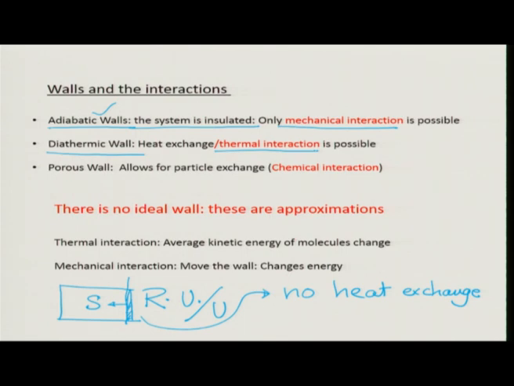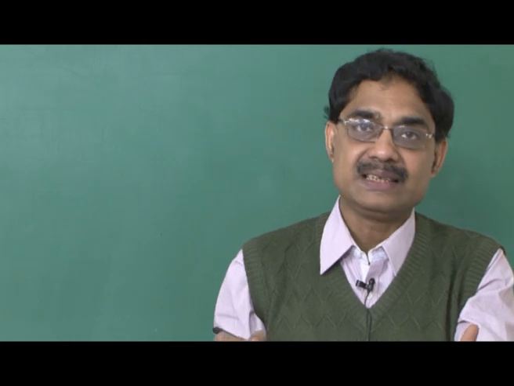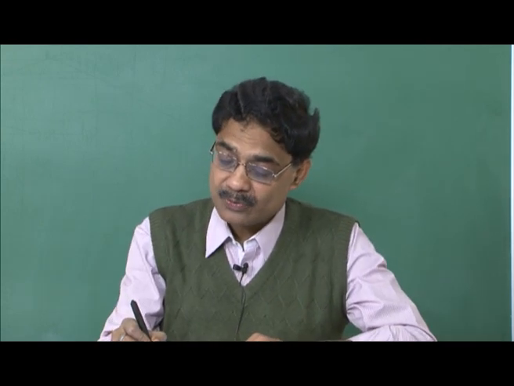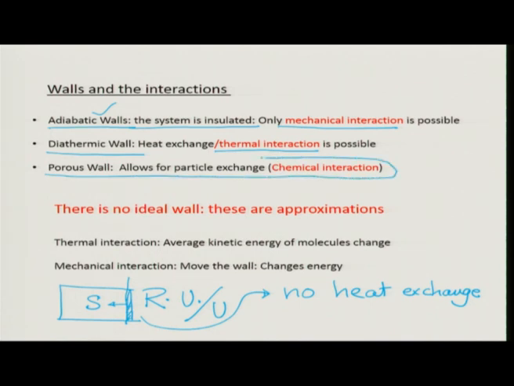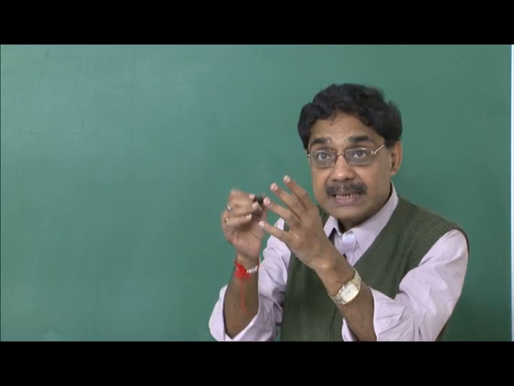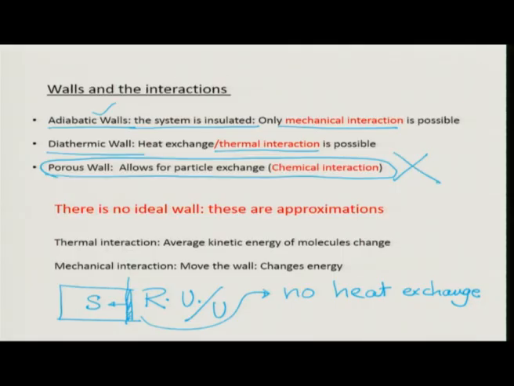So we can in general have a wall in which you will have both thermal interaction and mechanical interaction, but these are two idealized situations. In one there is no heat exchange possible, in the other heat exchange is possible. Also, it is not part of our syllabus, we will not go into that. There could be porous walls which allow for particle exchange. Okay? You can allow particle exchange and then reach some situation when the chemical potential of the system and the universe become equal, and then an equilibrium is reached. Okay? But I will not discuss anything about this chemical interaction. We will restrict ourselves to adiabatic walls and diathermic walls, and talk about thermal interaction, meaning heat exchange, and mechanical interaction, that is, I am moving this wall of the container. Okay. So, let us proceed.